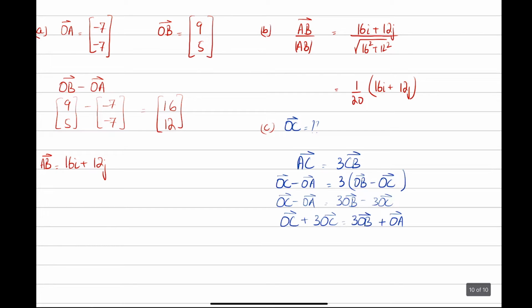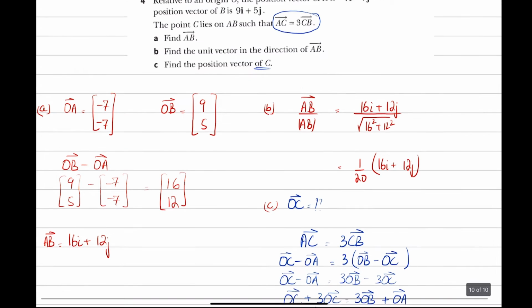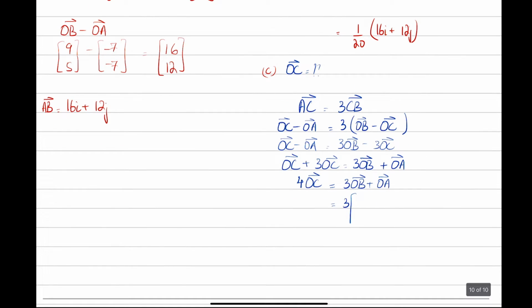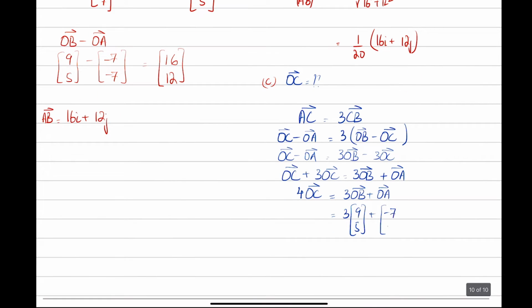How does that help? Well, what's OC plus 3 times OC? That's going to be 4 times OC. It's like x plus 3x. It's not any different from normal addition, because we're not adding vectors over here. That part comes later. 4 times OC equals 3 times OB plus OA. Sorry, not minus. So now all I have to do is find out what OB is. We already know what it is. It's 9, 5. So 3 times 9 and 5. And in it, I need to add OA, which again is something we know already. That's minus 7 and minus 7. And then when I have the final answer, what do you think I need to do with the final answer?